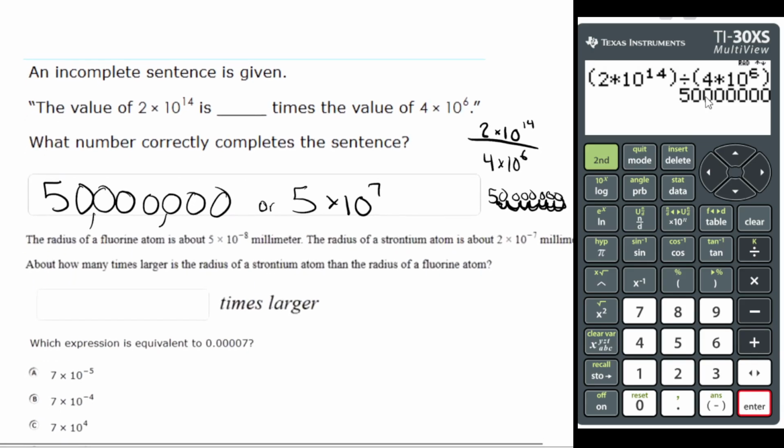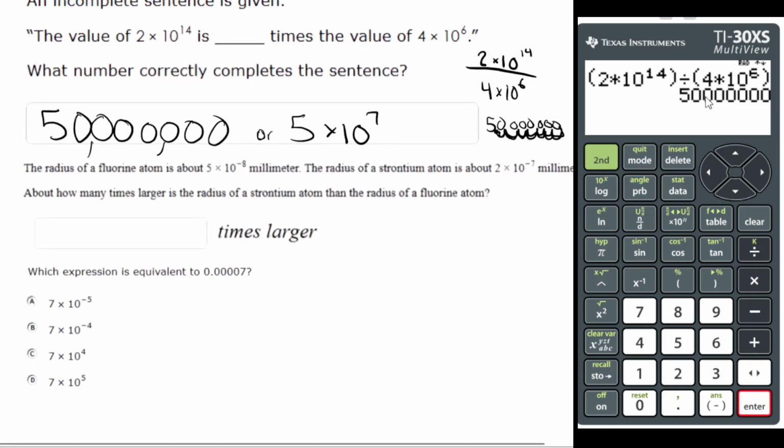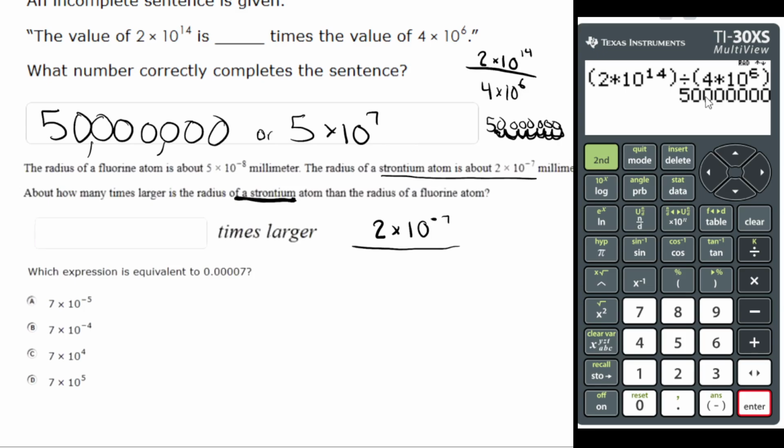Okay. The radius of a fluorine atom is 5 times 10 to the negative 8 millimeters. The radius of a strontium atom is about 2 times 10 to the negative 7 millimeters. How many times larger is the radius of a strontium atom than the radius of a fluorine atom? So they're listing strontium first, so we're going to use that number first. 2 times 10 to the negative 7 over the fluorine atom, which is 5 times 10 to the negative 8.